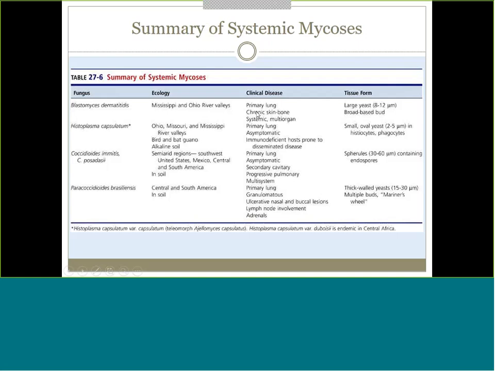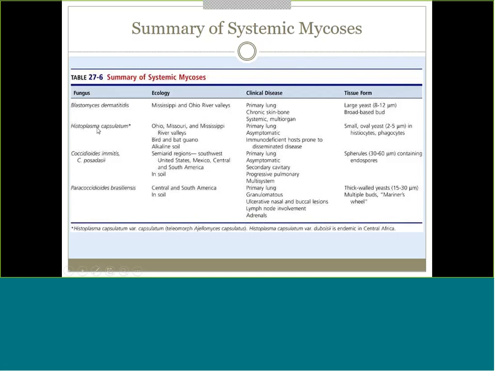So they'll start with lung, and then Blastomyces will go to skin, bone, and the way that it looks is described here. So the big thing with Blastomyces dermatitidis is when it's in the yeast stage, it's a very large, thick-walled yeast. You can usually see the lining of the walls. So I think I have a picture of that coming up.